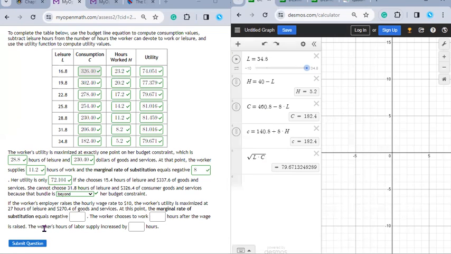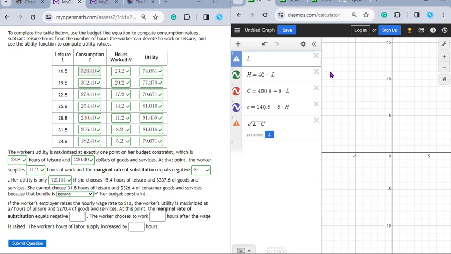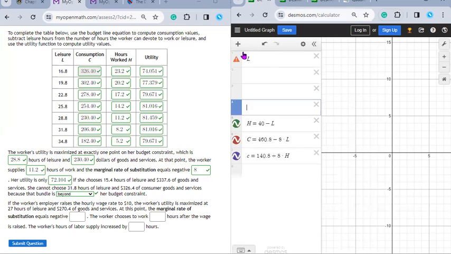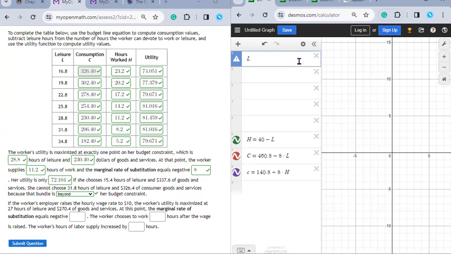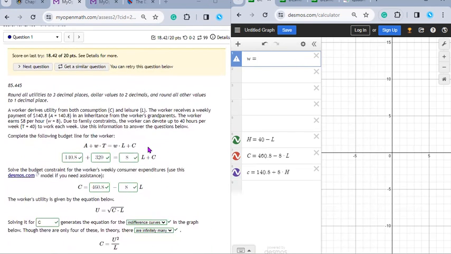Okay, if the worker's employer raises the hourly wage rate to $10, what's going to happen? Now, to analyze this, I'm going to modify my first Desmos sheet here, right? I'm going to get rid of the 30.4. I'm going to undefine L here. I'm going to get rid of the utility function here. And then I'm going to add a bunch of rows. Okay, so the first row is going to be the wage rate. And the original wage rate was $8.